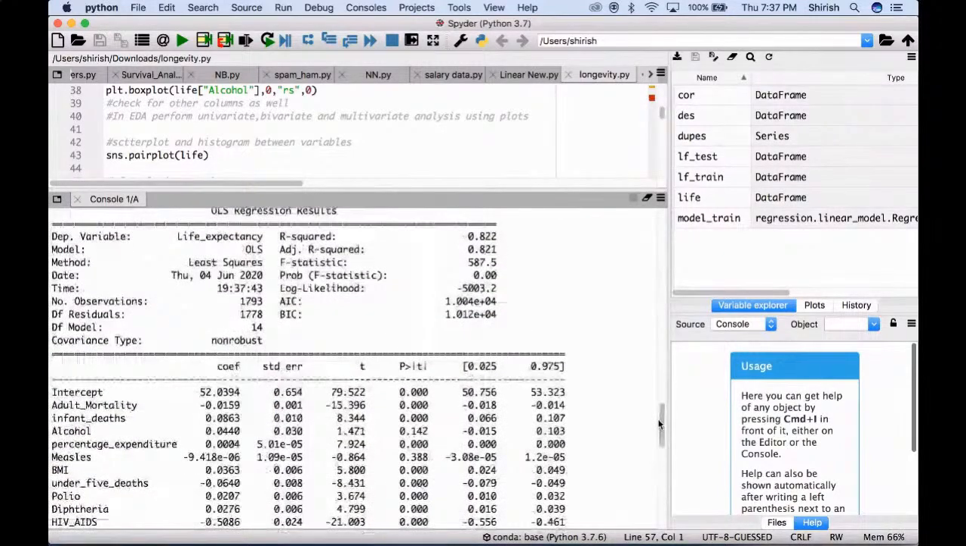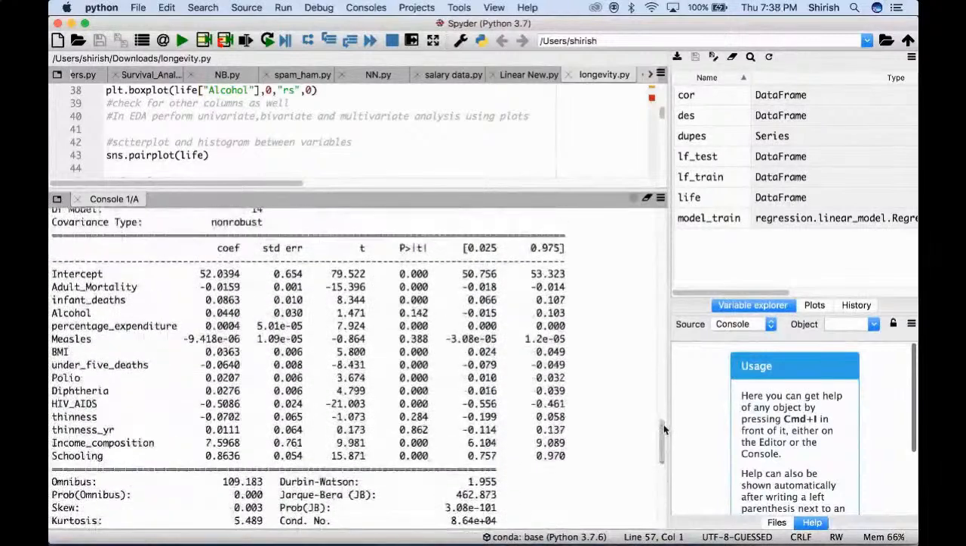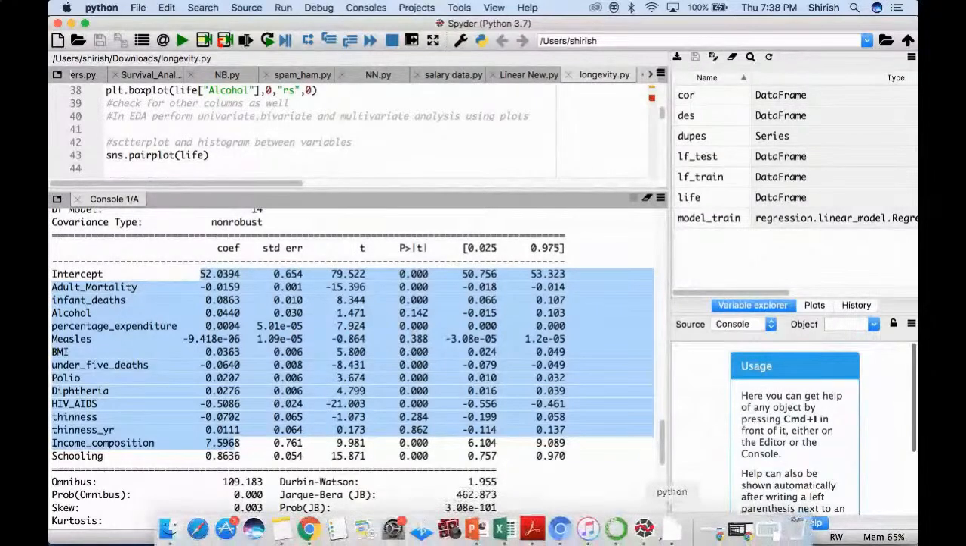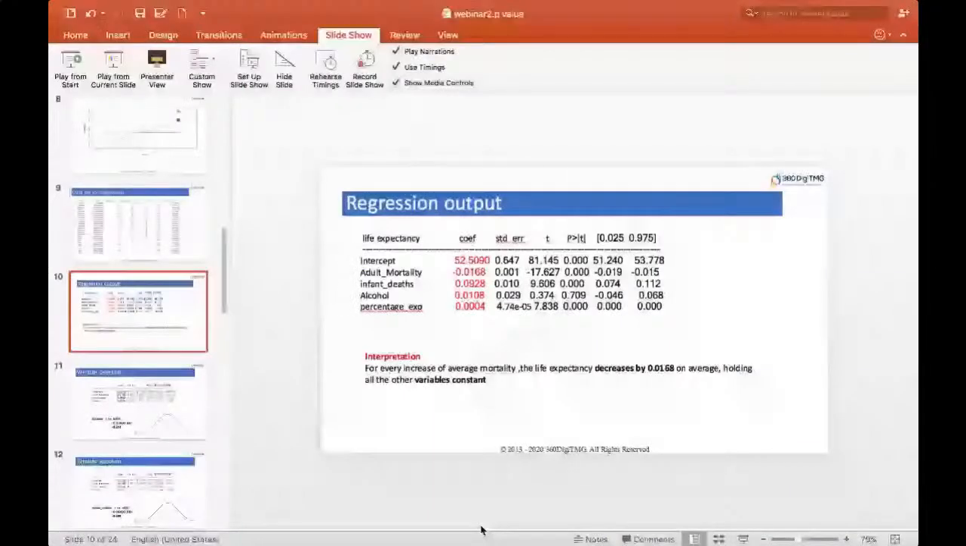Right? See here, the R square is 0.822. Right? And this is the output we are interested in. So these are the coefficients, and these are the p-values for us, and this is the standard error. So if you see, there are a few things which are significant or not significant. So let us go back to our presentation here.